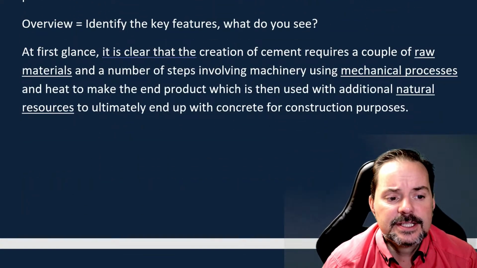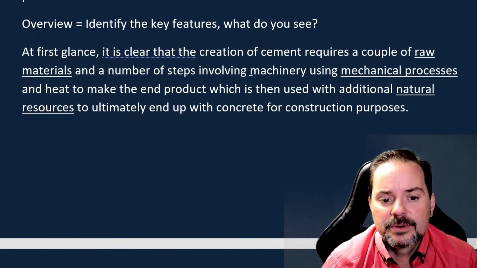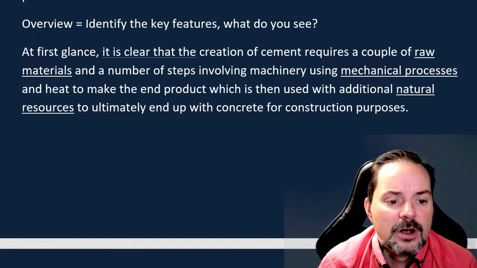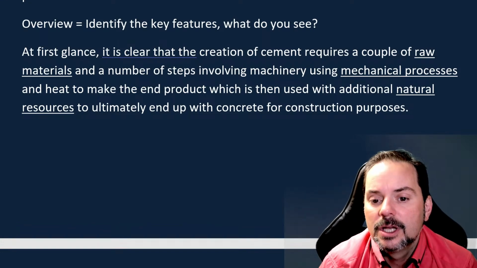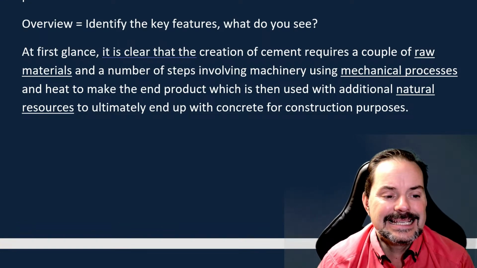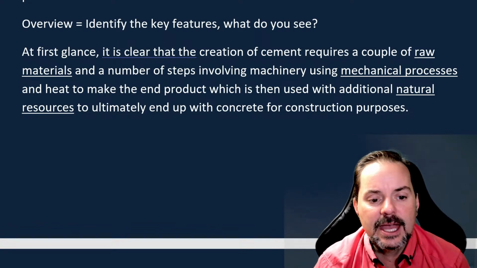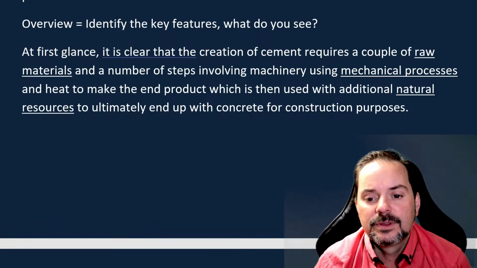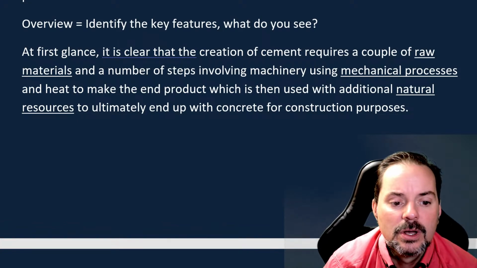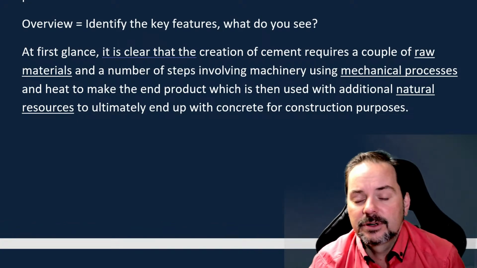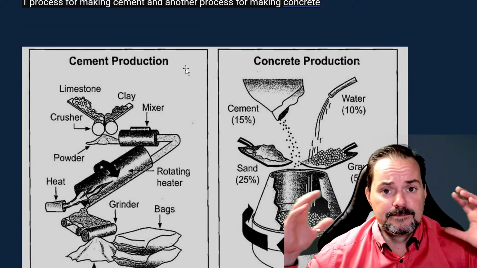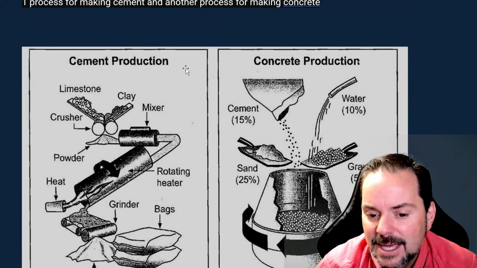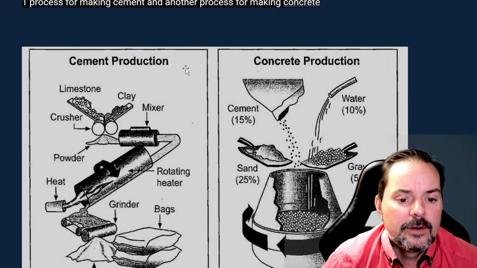And then the next sentence: at first glance, it is clear that the creation of cement requires a couple of raw materials and a number of steps involving machinery using mechanical processes and heat to make the end product, which is then used with additional natural resources to ultimately end up with concrete for construction purposes. Good. Now we go through the steps. Now we get to the main part, right? The main part here. All right.